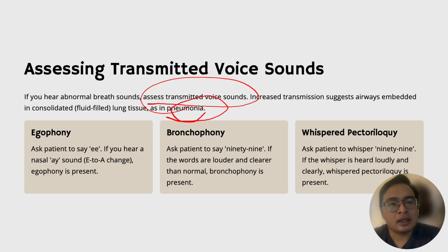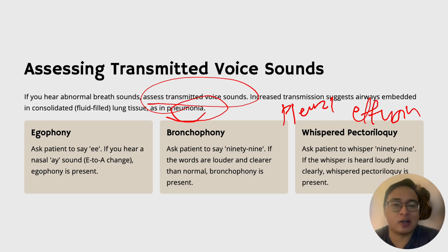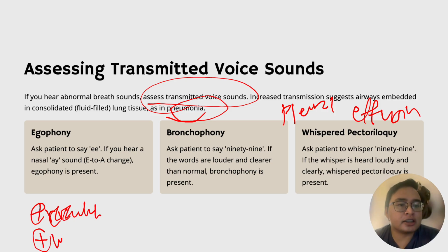Aside from pneumonia, transmitted voice sounds could also be seen in pleural effusion, meaning the fluid is not exactly inside the lungs, but in the pleural space, the potential space around the lungs. There are three transmitted voice sounds that I'm going to teach you: egophony, bronchophony, and whispered pectoriloquy. Again, you do it if there are any adventitious breath sounds. For example, in your chart, if there are crackles or rales, as well as wheezes, your consultant is going to look for these transmitted voice sounds.